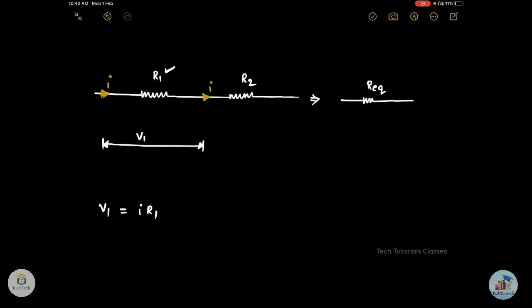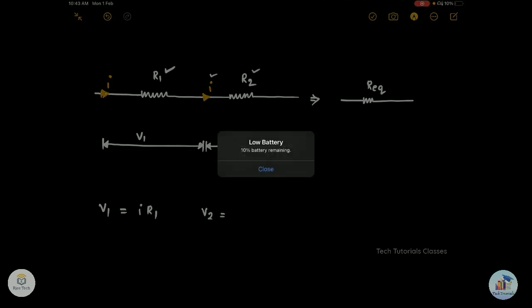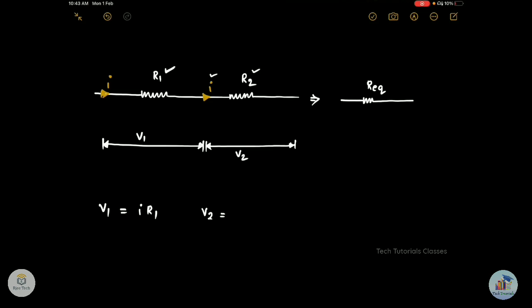Right. And now suppose the potential drop of this element R2 be V2. How can we calculate V2? The current I is flowing through the resistor R2, right? So that means V2 would be equal to I into R2, right?